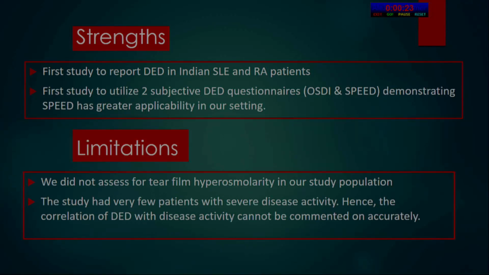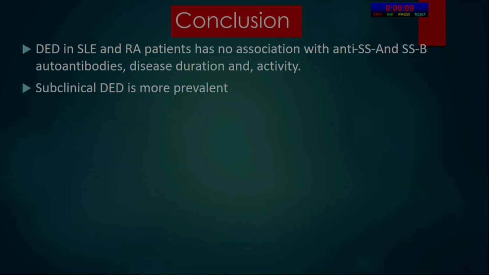The limitation was that we did not assess tear film hyperosmolarity, and the majority of the patients were in remission or low disease activity. Severe disease activity was not noted, so the correlation with dry eye disease cannot be commented on. The conclusion was that dry eye disease is not associated with SSA-SSB autoantibodies, disease duration and disease activity.